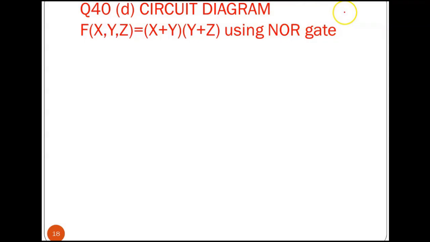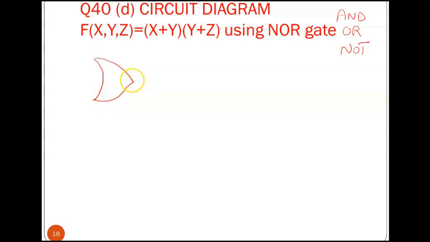Remember, the basic gates are AND, OR and NOT. So these are the three basic gates. Later on, you can replace all the AND, OR and NOT gates with the help of NOR gate. So let us start with this. You have x plus y. So I'm starting directly with the NOR gate only.